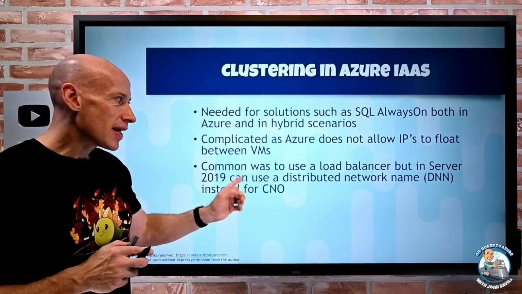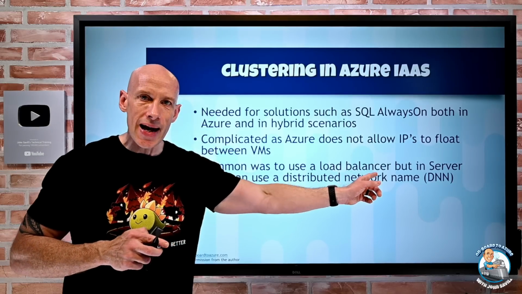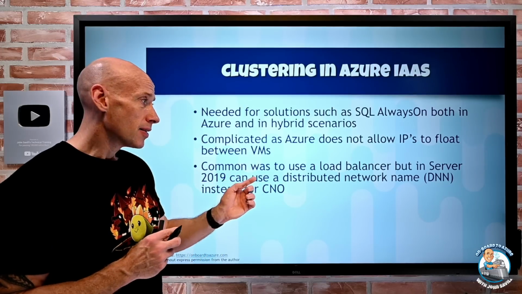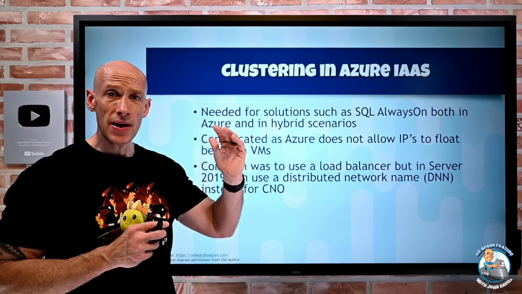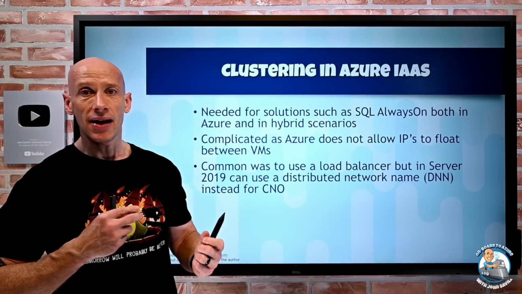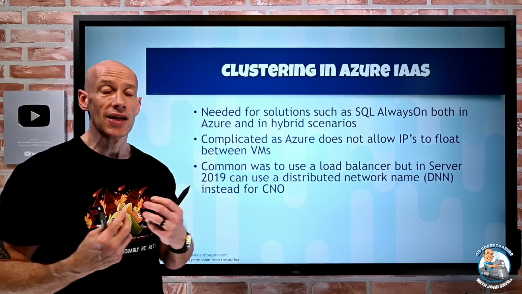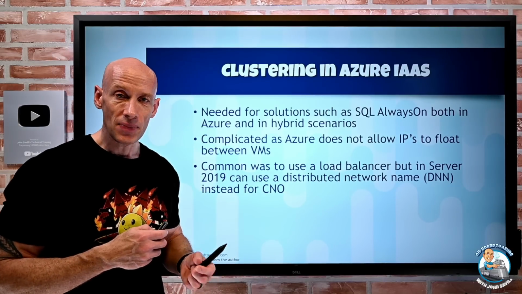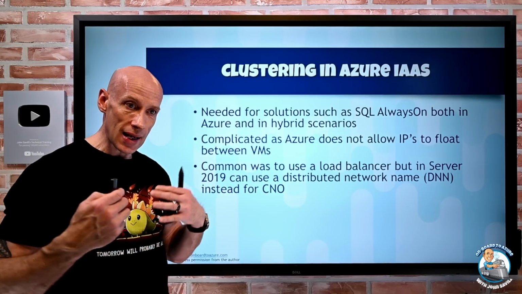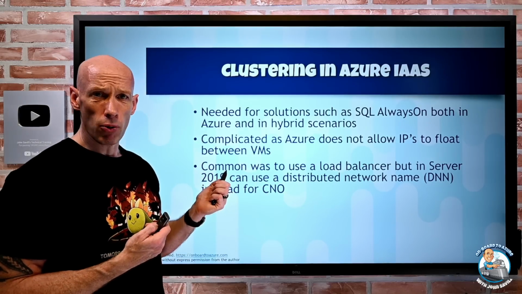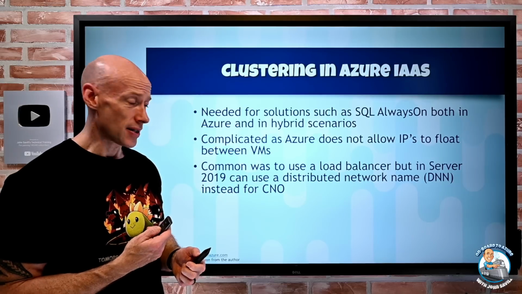However, we can now have something called a distributed network name, and that can be the cluster name object. The distributed network name actually has the IP addresses for all of the possible nodes, and it will take care of sending traffic to the one that's currently active. The client can handle that, and so now I don't need the load balancer. So there are things that have improved running basic clusters in Azure. SQL Server, for example, takes big advantage of this.